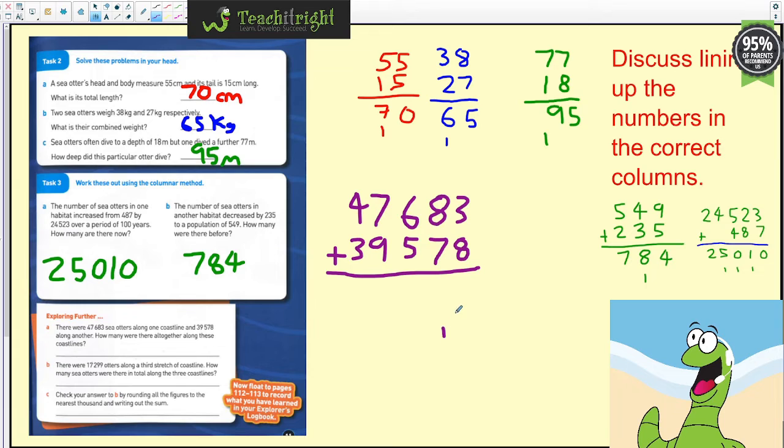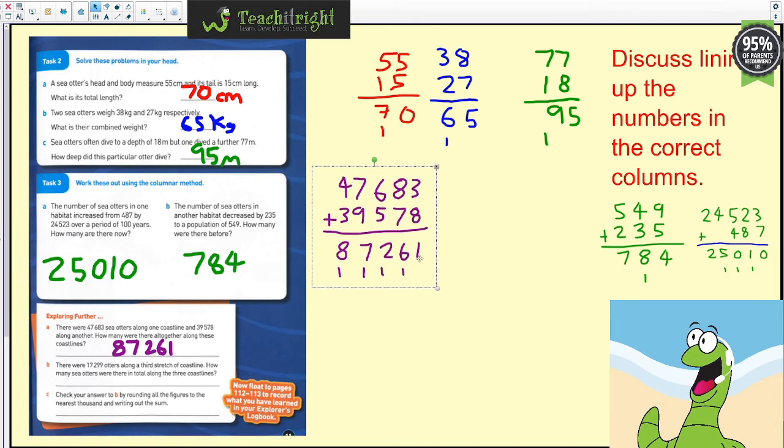So 3 plus 8 is 11. 80 plus 70 plus 10 is 160. 600 plus 500 plus another 100 is 1200. We've then got 7,000 plus 9,000 plus another 1,000 is 10,000 plus the 7, so 17,000. So now we have 40,000 plus 30,000 plus an additional 10,000 gives a total of 80,000. So I think the answer is 87,261. That's my final answer.